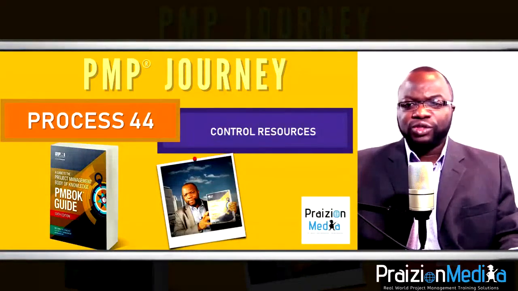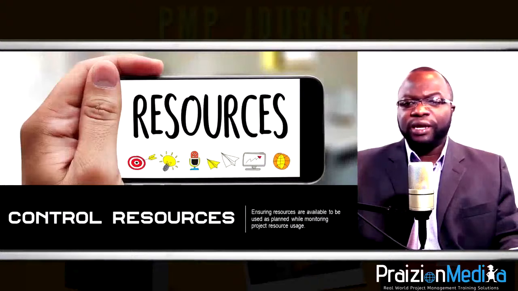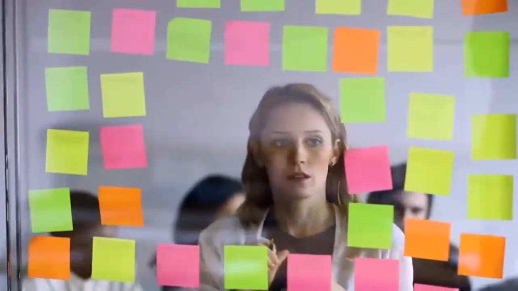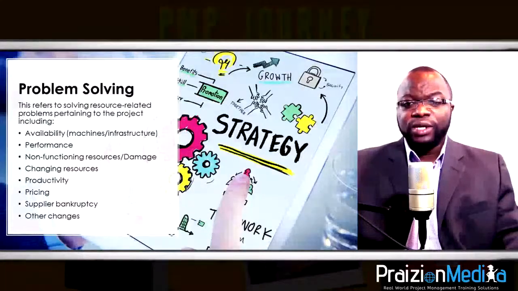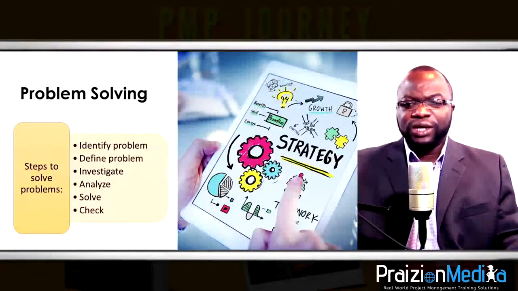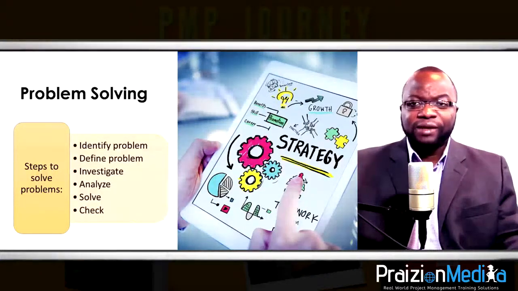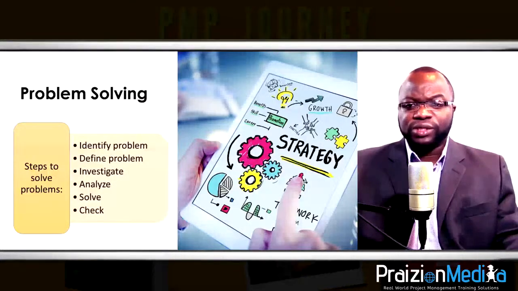Process 44, control resources. In control resources, the project manager and the team are involved in controlling physical resources. That's right, not humans, to ensure that the physical resources are available at the right time, in the right quantity and quality. If resources are deemed inadequate or incorrect or unavailable, it's the job of the project manager to take the necessary action to realign the project with the plan, with the promise for those resources.